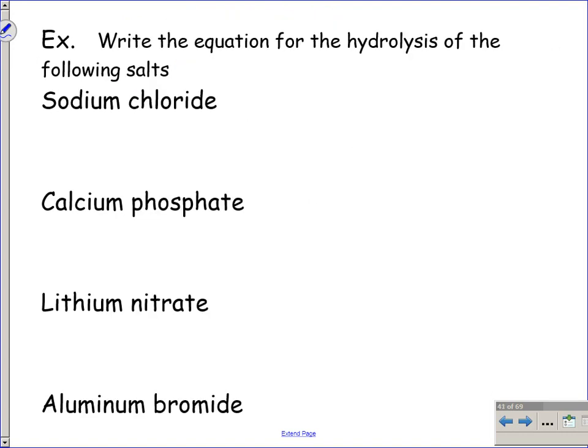So let's do 2 of these. Notice how I'm not gonna say salt plus water yields blank. I'm gonna say, what's the reaction for the hydrolysis of X? So I'm gonna say the word hydrolysis there. So I want you to hydrolyze this and that, and we're good. Do those 2 reactions in your book. So you're writing the hydrolysis of these salts.